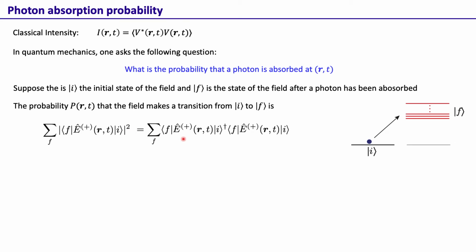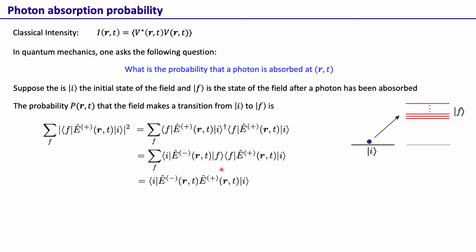If we just expand it, we can write it like this. This is a dagger and this quantity. If we now evaluate this quantity, we swap I and F, and then this E plus becomes E minus. So these are two equivalent representations. And since we have this F summed over F, this basically is equal to 1, because this manifold has to make a complete set. So this quantity essentially becomes this. So what we have here is that the probability that a photon is absorbed at, let's say, (r,t) is the expectation value of E minus (r,t) E plus (r,t), taken over the initial state I. So this is the photon absorption probability.